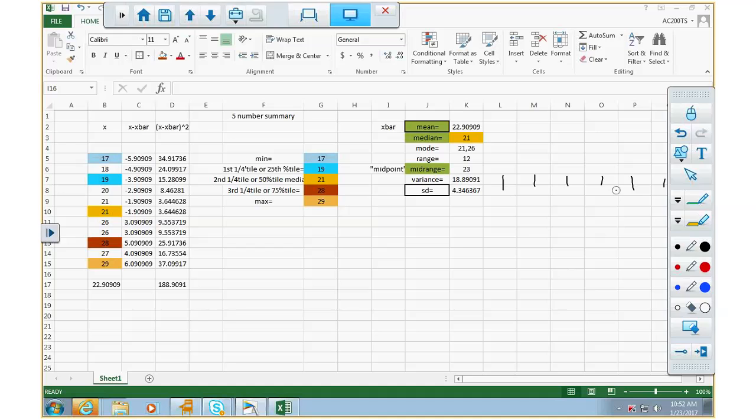In the middle of our normal distribution is the what? The mean.